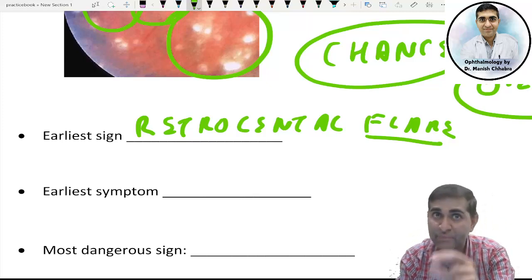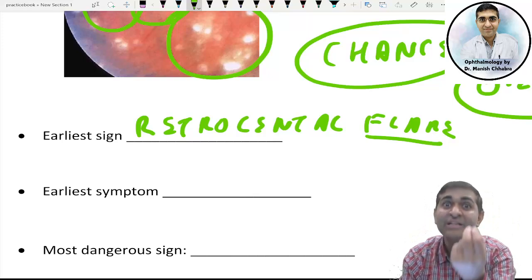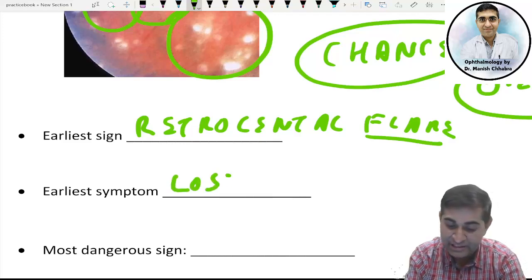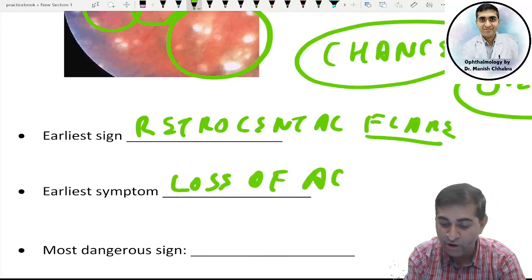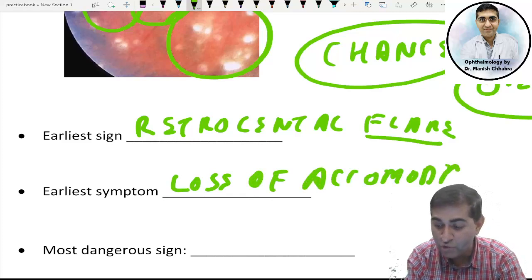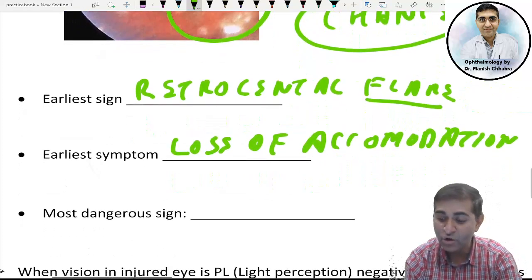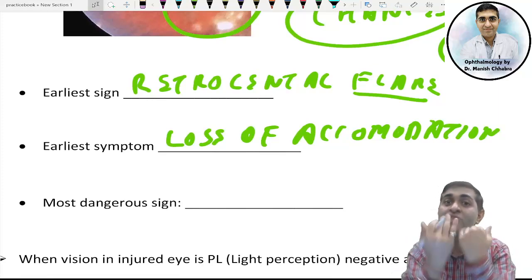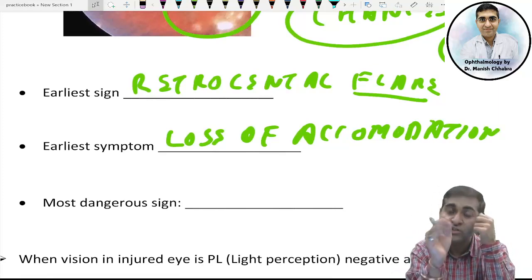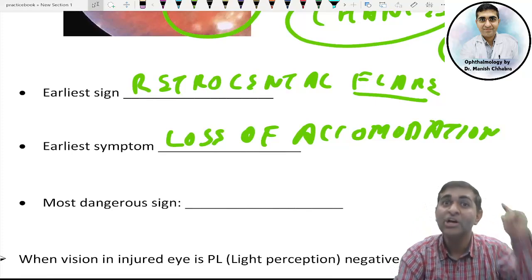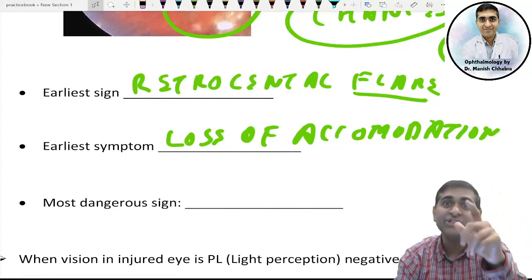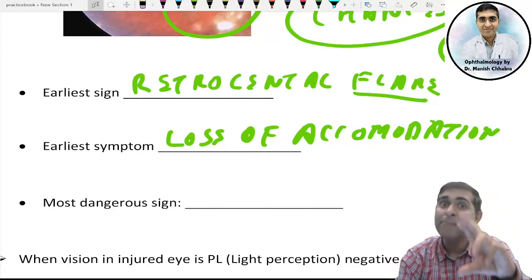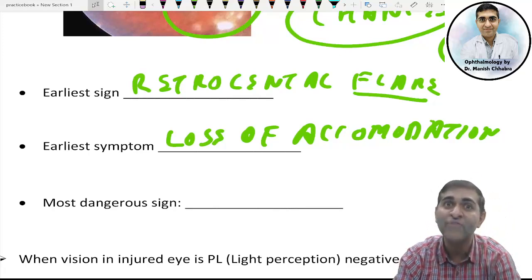But the earliest symptom, since the ciliary body which helps in accommodation is involved, will be loss of accommodation. The patient will not be able to see near objects quite clearly. Now, if there is damage to the ciliary body, of course it has got the ciliary muscle which helps in accommodation. Not to forget, there is a region which is the pars plicata on the ciliary body, which is a part of it. Pars plicata helps in formation of aqueous humor.